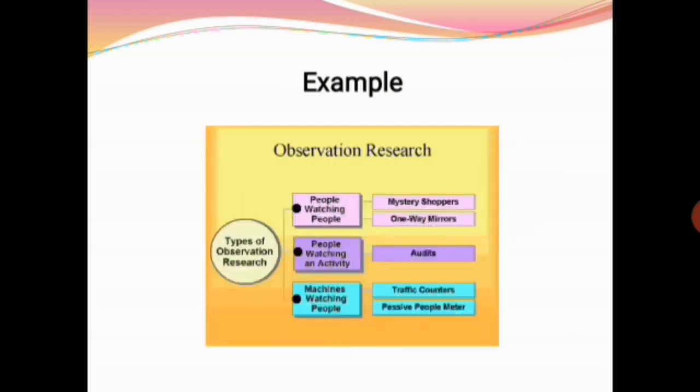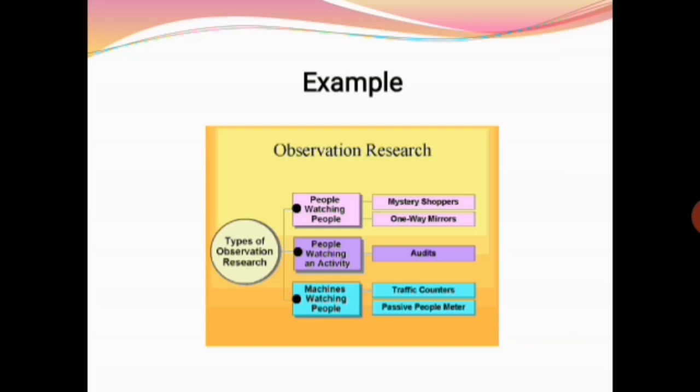For example, what kind of observation do we use in our research at the time of data collection? People watching people, which means a one-way mirror. They just see what is going on there. The next one is people watching an activity. If somebody is doing some work, at that time we can see and learn how they are doing their work. It is called an audit. You just see and watch their activity for our data collection purpose.